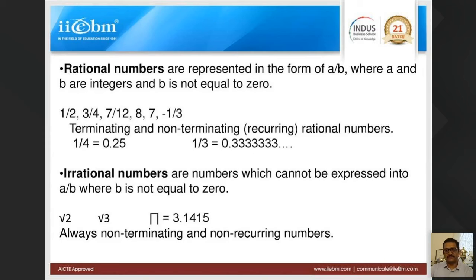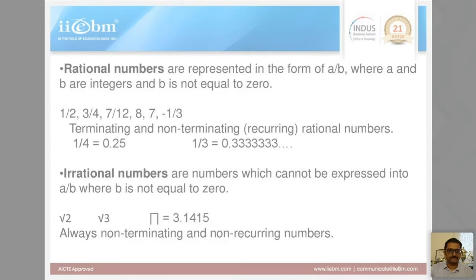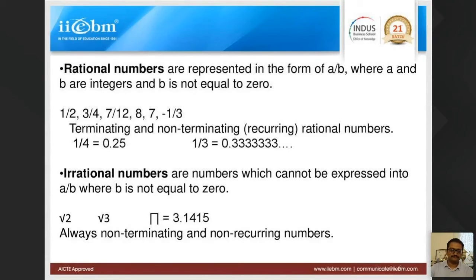Same way, square root of 3. Like if I have the valuation as 0.25, then I can convert this fractional or decimal value into a by b form, which is 1 by 4. So this 0.25 I can put in the form of a by b, which is 1 by 4. But if I calculate the square root of 2 or square root of 3, then I cannot convert that into a by b form. And if I have such numbers which I cannot express or represent in the form of a by b, then these numbers are called irrational numbers.